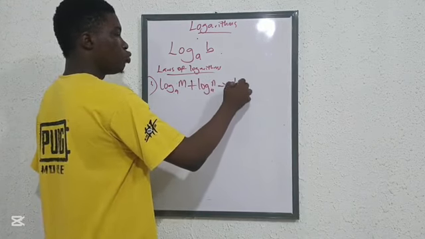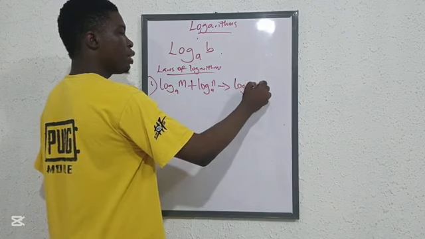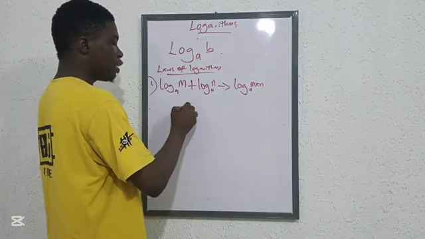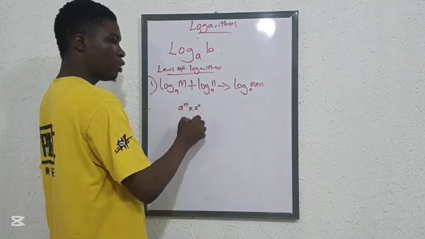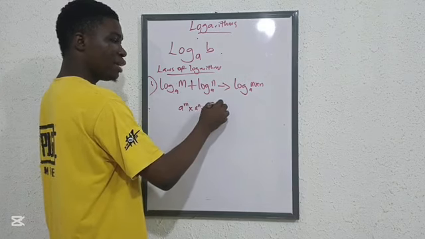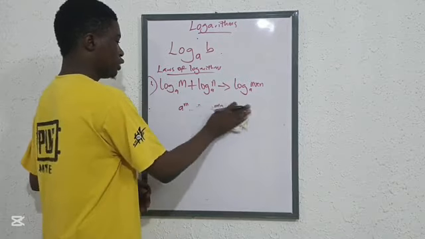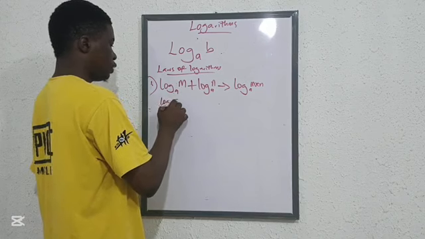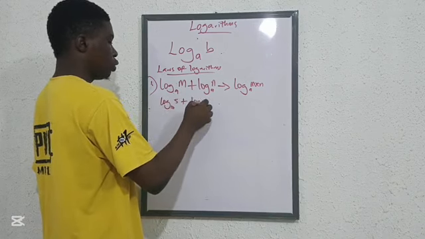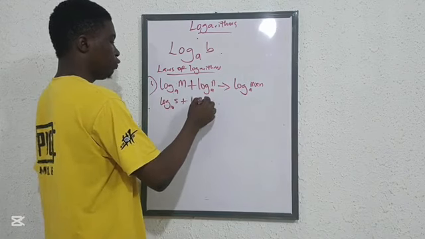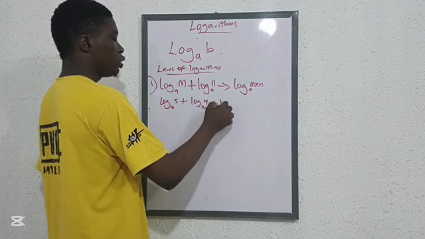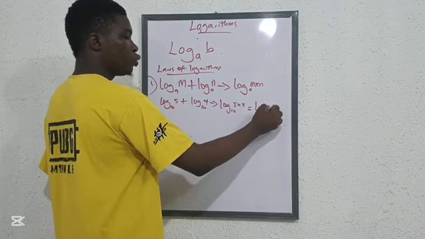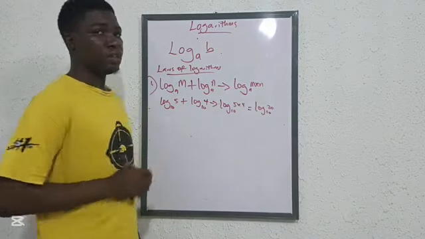What do you do to them? You multiply them, so log mn base a. Now if you remember for indices, if you have a raised to power m times a raised to power n, we pick one base and add their powers. But a logarithm is like this. For example, if we have log 5 base 10 plus log 4 base 10, we say log 5 times 4 base 10 equals log 20 base 10. That's the first law of logarithms.